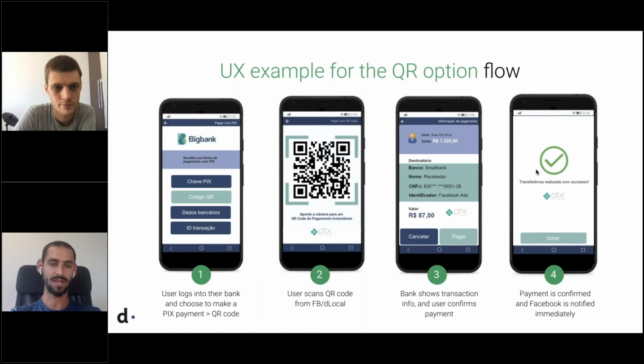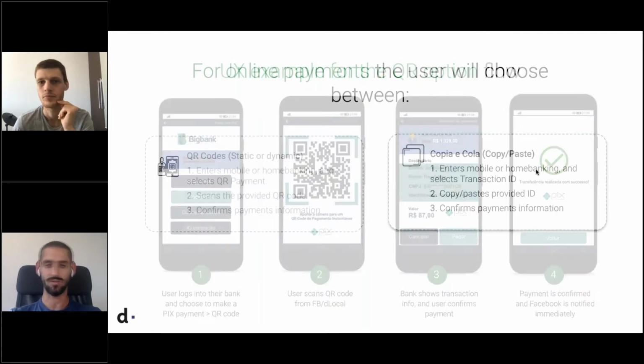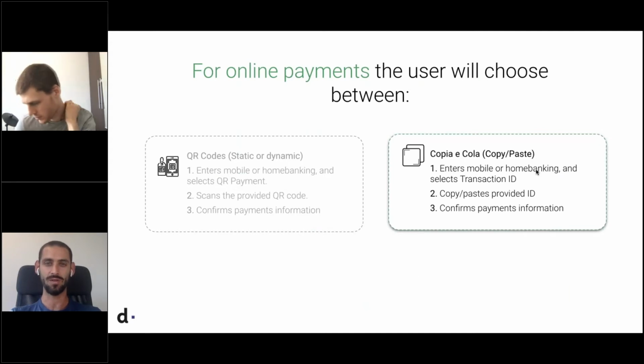Go to the PIX section and, in this case, choose paying with the QR code. We'll go with his camera and his smartphone, scan the code that appears on the screen, and confirm the transaction that will be going to the merchant, and the transaction will be approved. And of course, the notification will get back to the merchant that needs to deliver the goods.